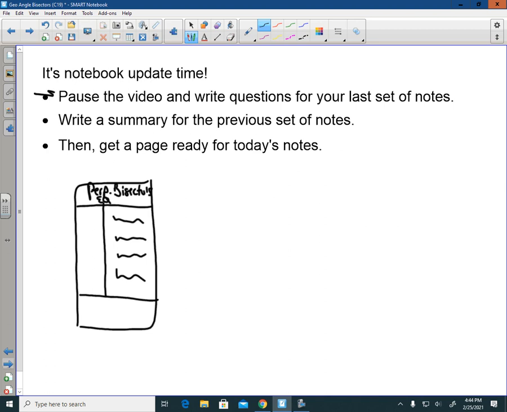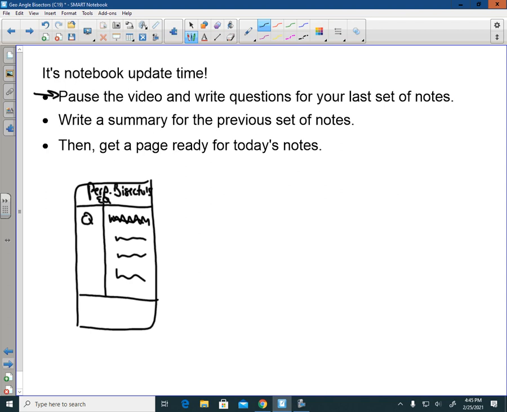When I say pause the video and write questions for your last set of notes, that's what you're going to do in this column. In this column, you're going to be writing questions that are answerable by the notes right next to it. So say it says definition of perpendicular bisector right here, your question might be, what is a perpendicular bisector, over on that other column.